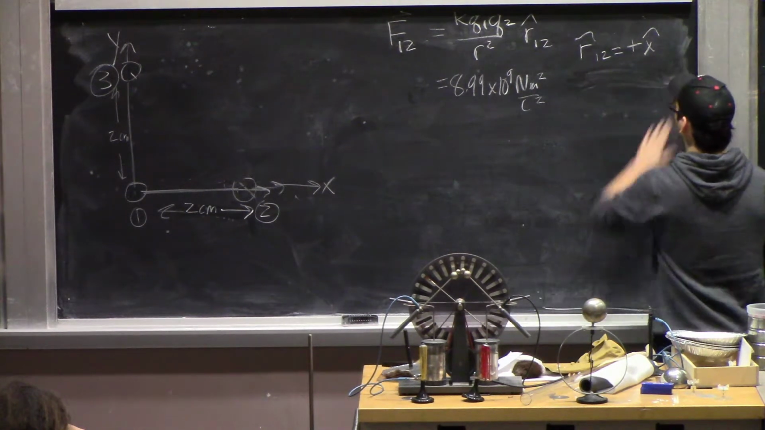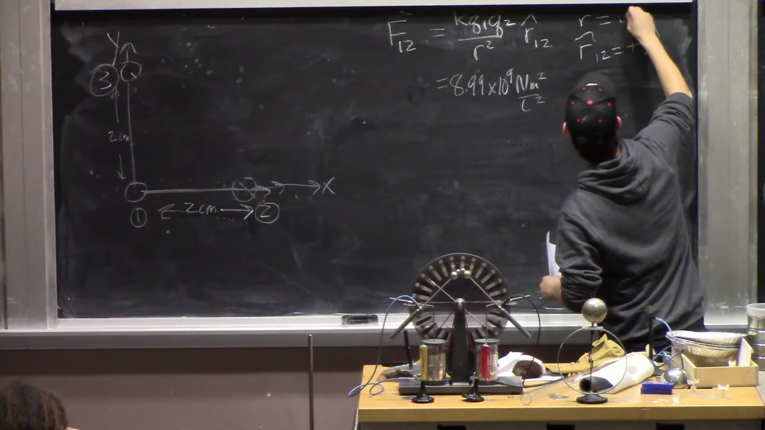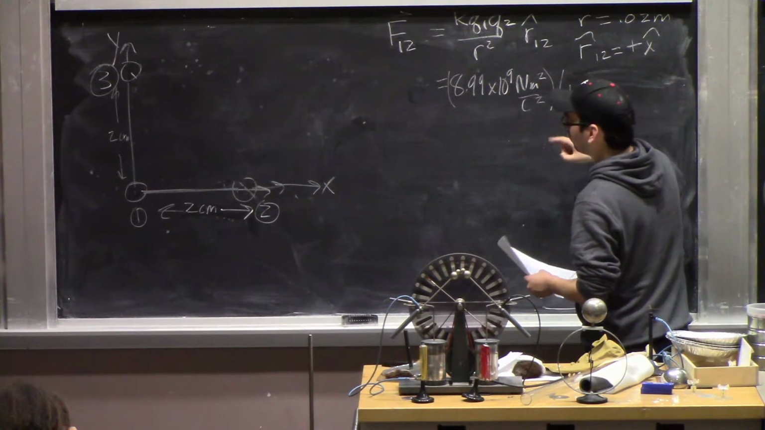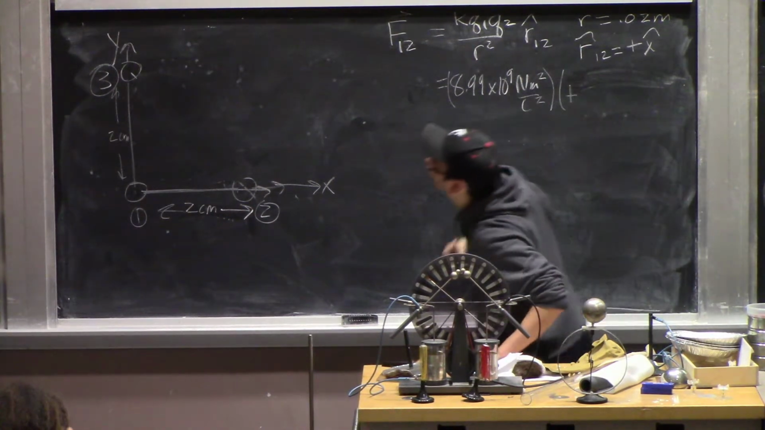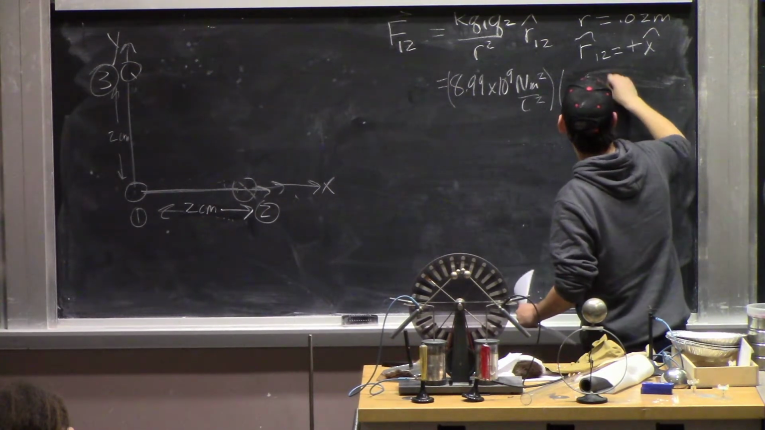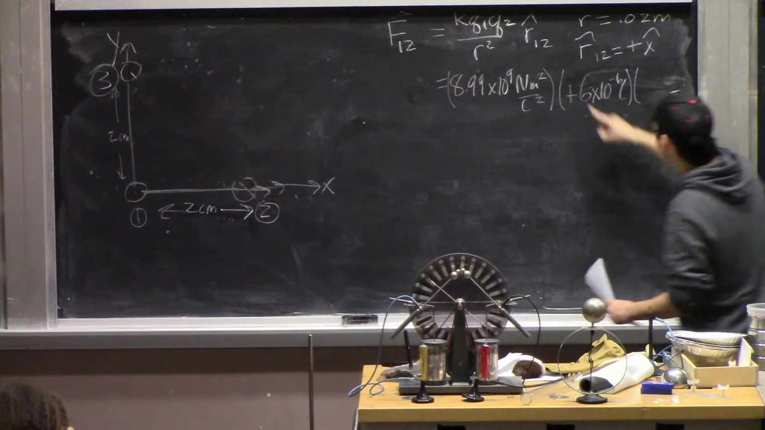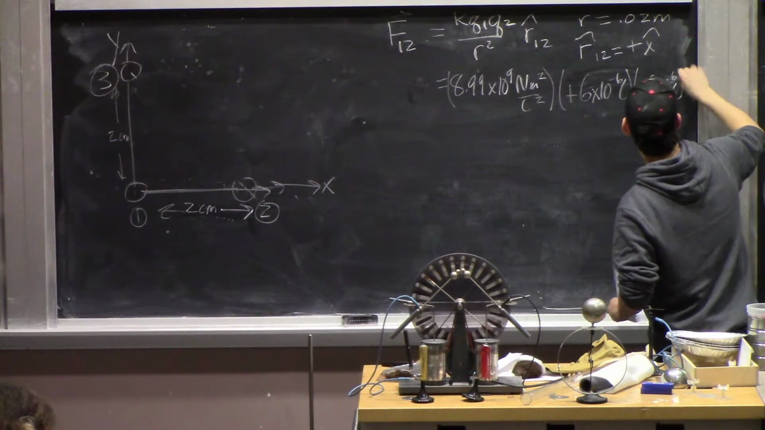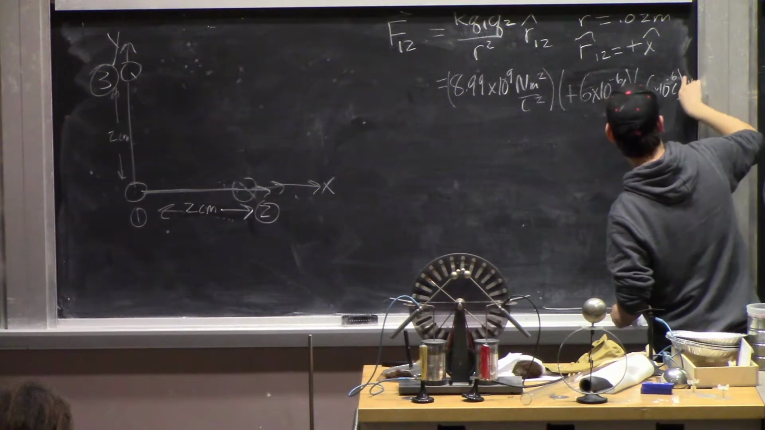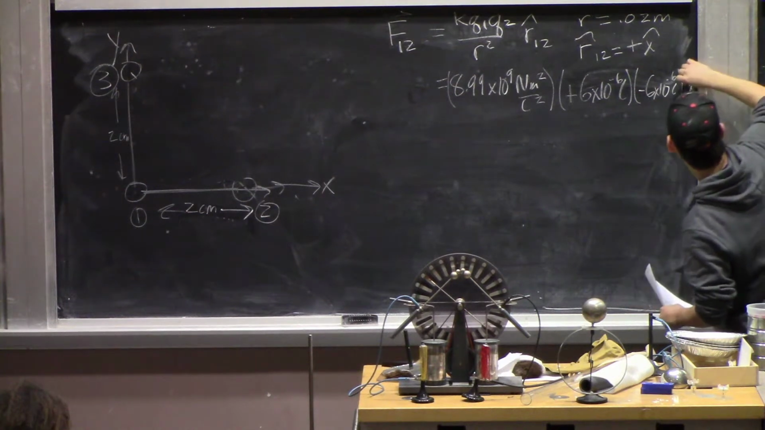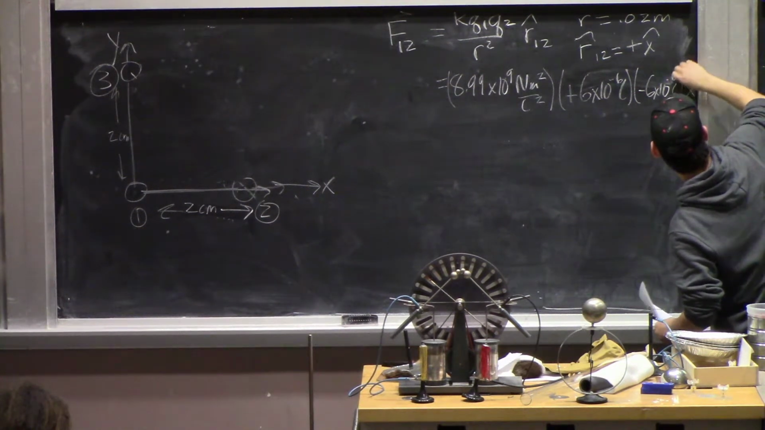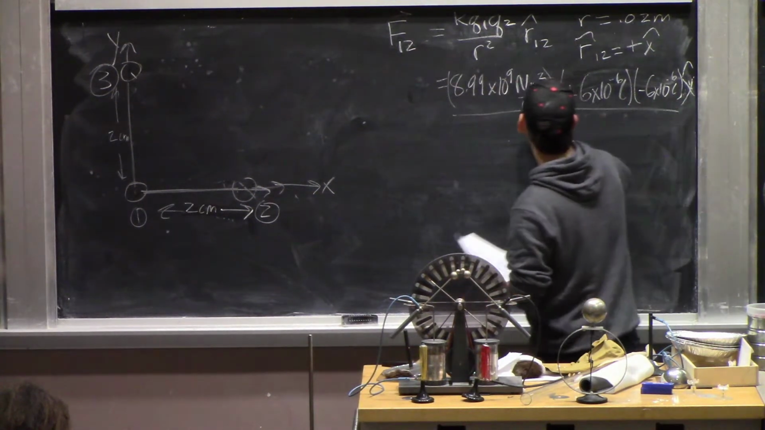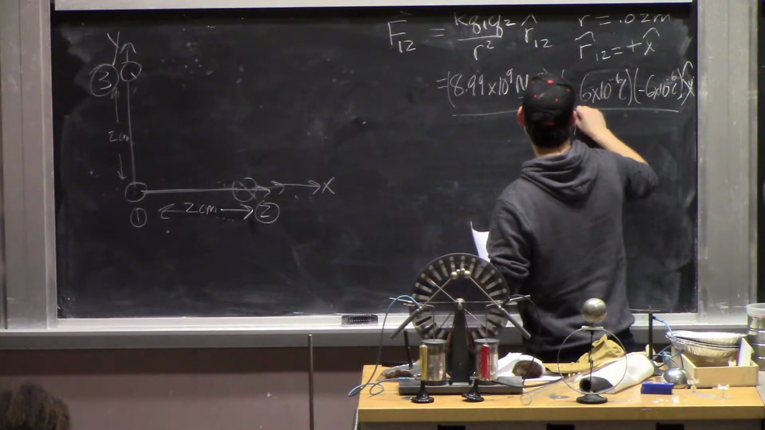I'm just going to erase this and move it up so I have some room. So r is equal to 0.02 meters. Times the positive charge, which is 6 microcoulombs, so 6 times 10 to the negative 6 coulombs, times the negative charge, which is minus 6 times 10 to the negative 6 coulombs, times our positive x hat unit vector, divided by 0.02 meters squared.